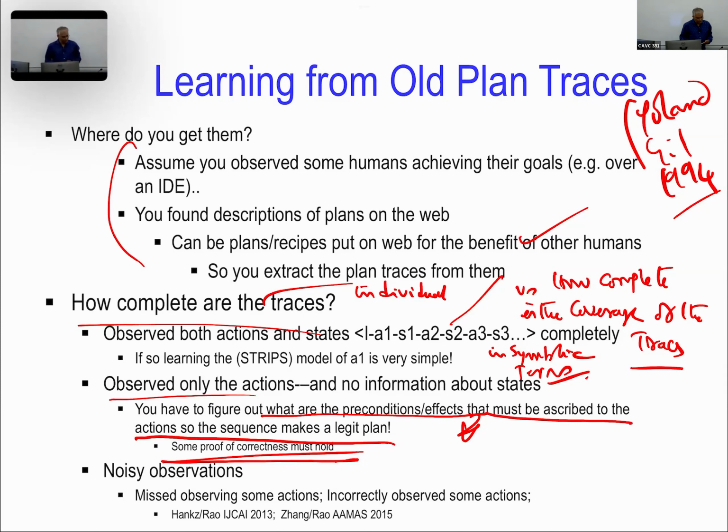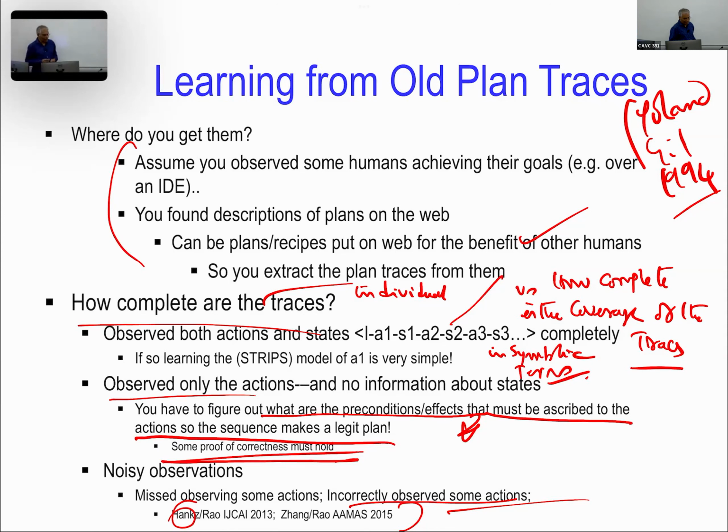Okay. So missed observing actions, incorrectly observed actions. In fact, Hankz is the guy I was talking about. Hankz has a whole bunch of these papers. One I was involved with was at HKI 2013, where essentially we considered noisy observations of the actions and probabilistic noise, and then took that into consideration. So you kind of generalize the MaxSAT that ARMS is using such that it handles these problems.